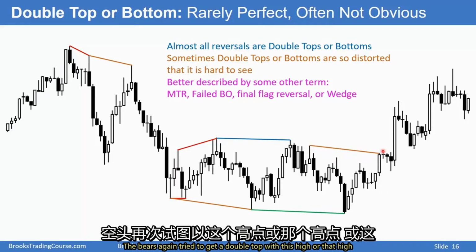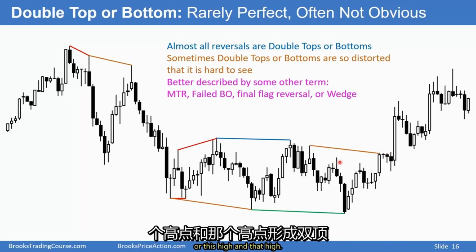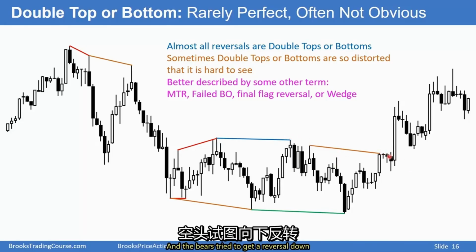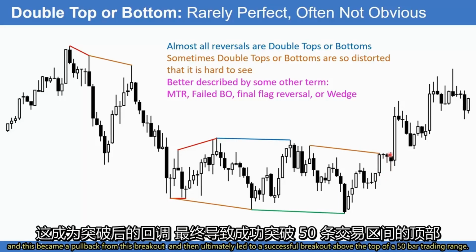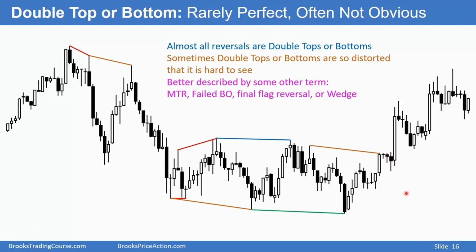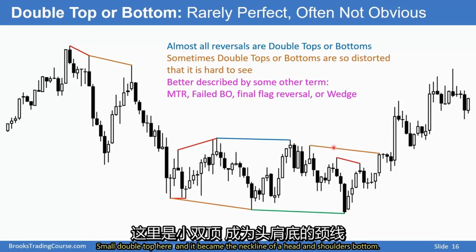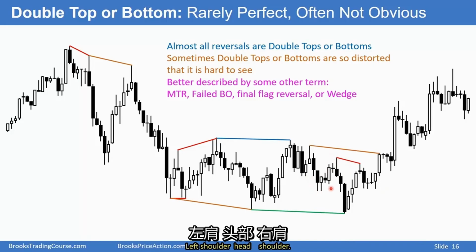The bears again tried to get a double top with this high or that high, or this high and that high. And the bears tried to get a reversal down, but this bull breakout was too strong, and this became a pullback from this breakout, and then ultimately led to a successful breakout above the top of a 50-bar trading range. Small double top here, and it became the neckline of a head and shoulders bottom. Left shoulder, head, right shoulder.